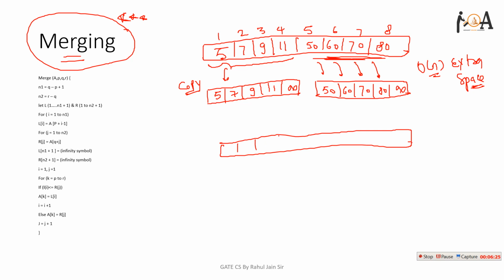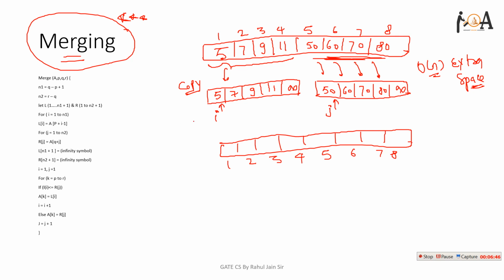1 2 3 4 5 6 7 and 8. 1 2 3 4 5 6 7 8. What I will do, an i pointer is denoting the first index of this array, and j pointer is indicating the first index of this array.